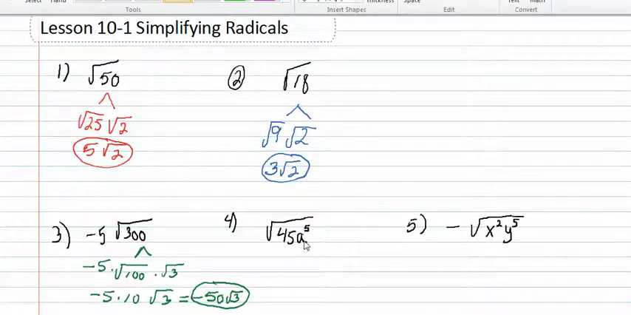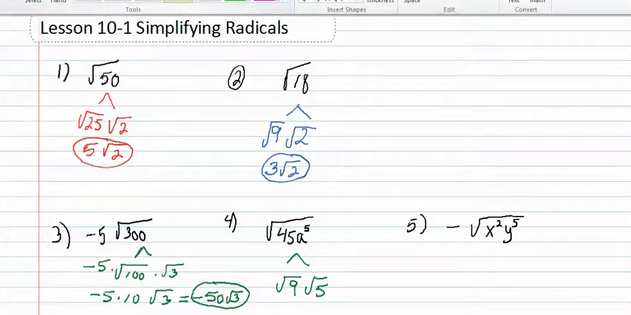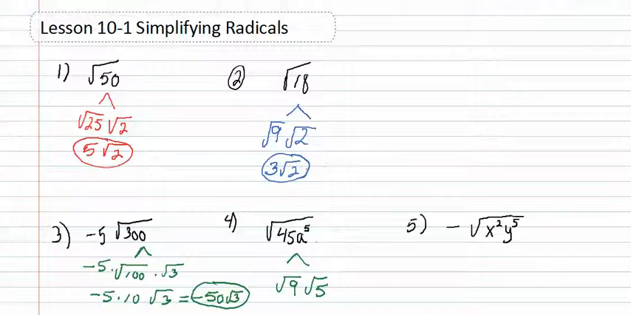Okay, now I've got 45 and the square root of a to the 5th. The square root of 45 is not a perfect square, so I'm going to break it down into the square root of 9 times the square root of 5, because when I multiply these together, I get the square root of 45. With letters, we can take the 5 and divide it by 2. So 2 will go into 5 2 times, and there's 1 left over.